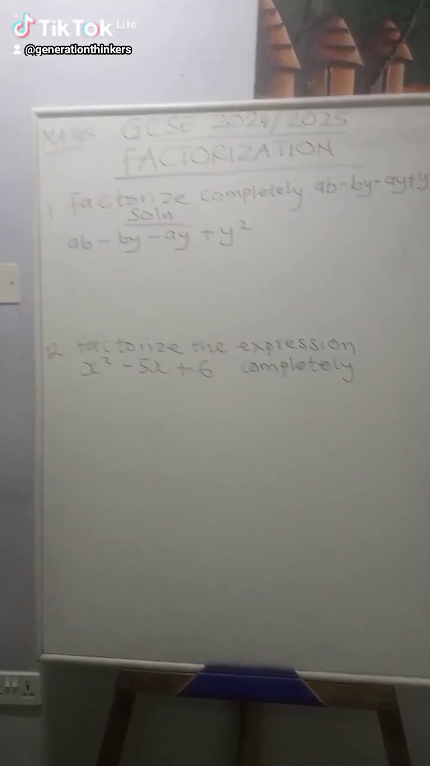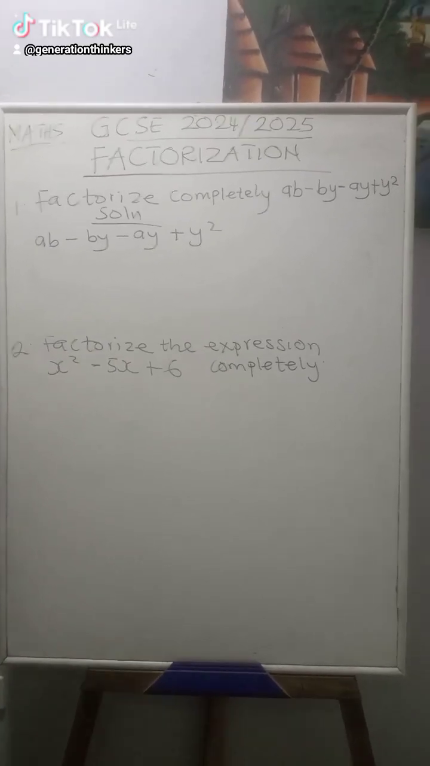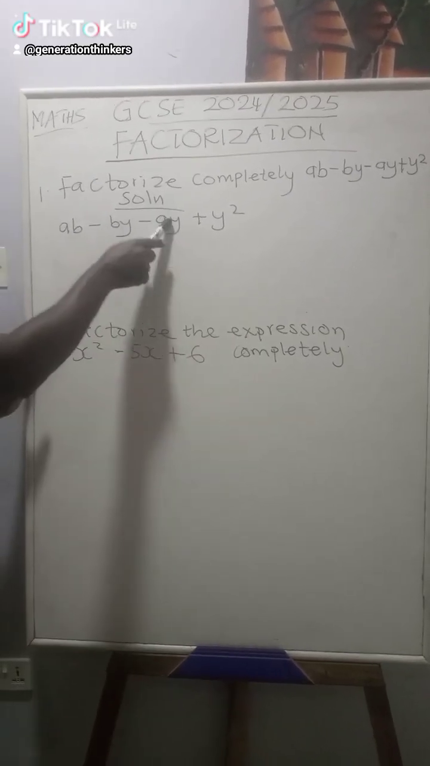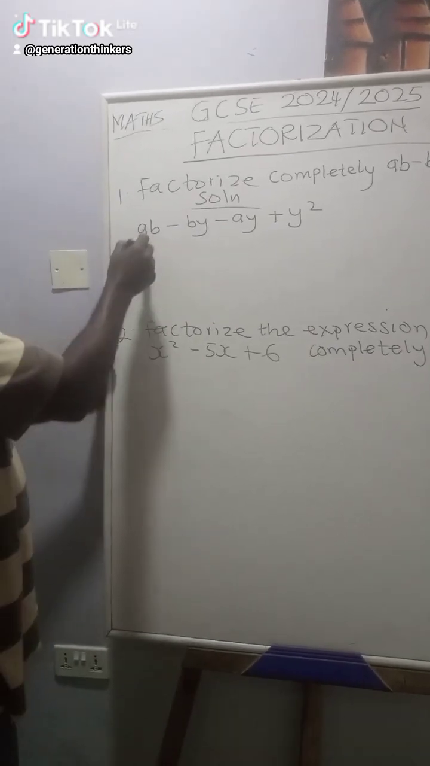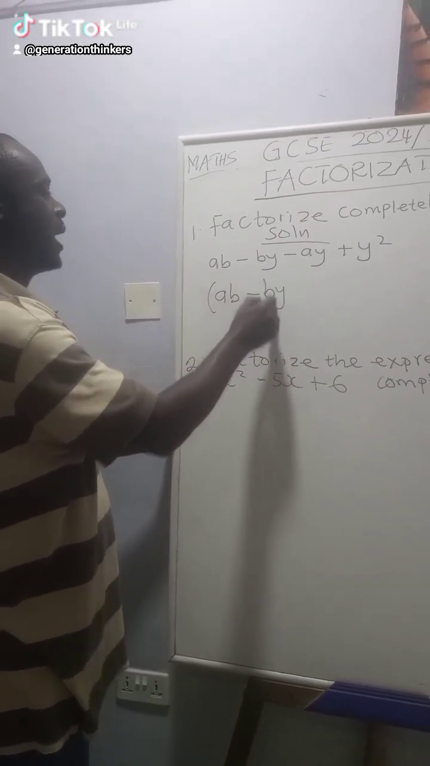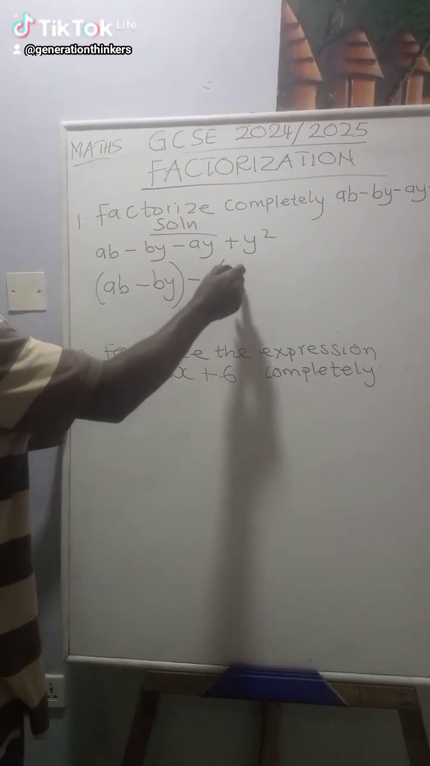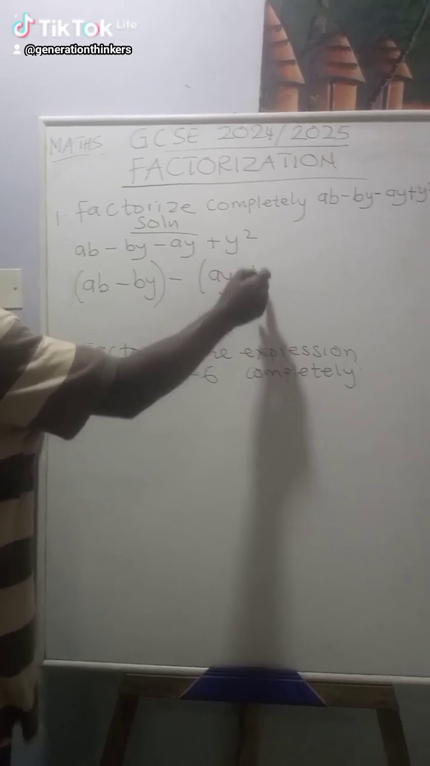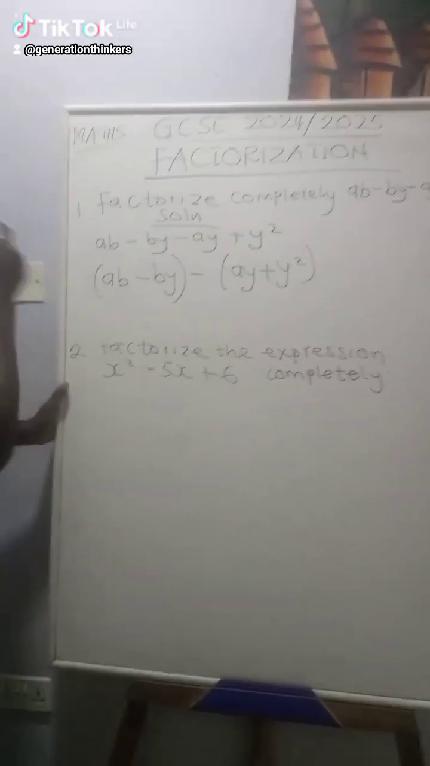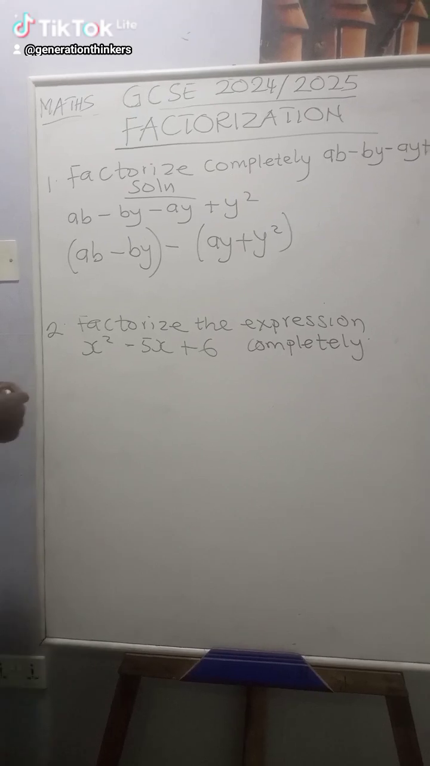First, we group the terms into parentheses. You have the first term, second term, third term, and fourth term. We put the first two terms, ab minus by, into a bracket. You can have minus, into bracket, ay plus y squared. Then we can factorize the first bracket and do the same to the second.